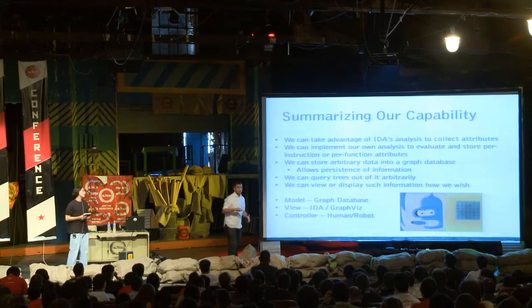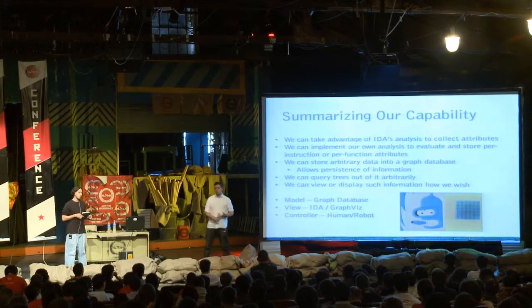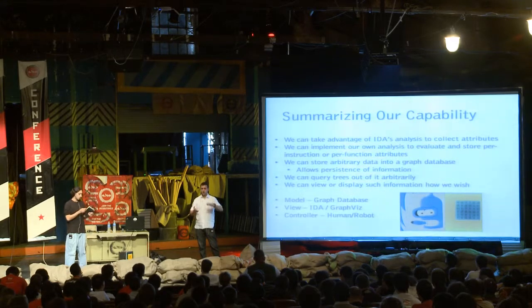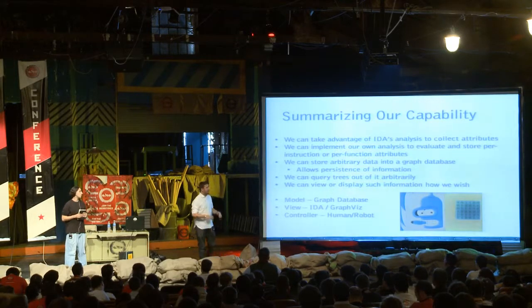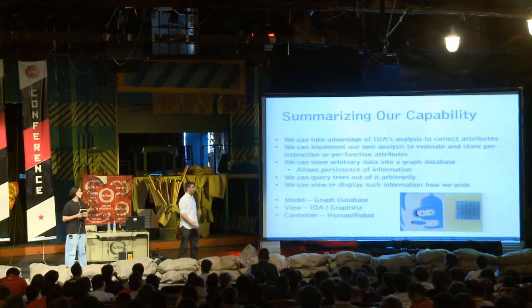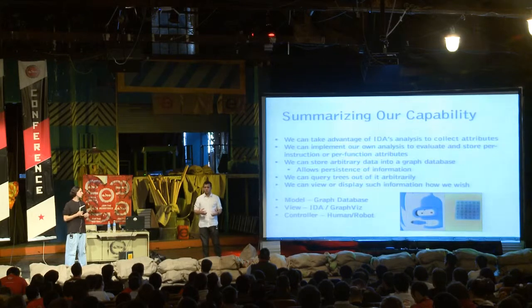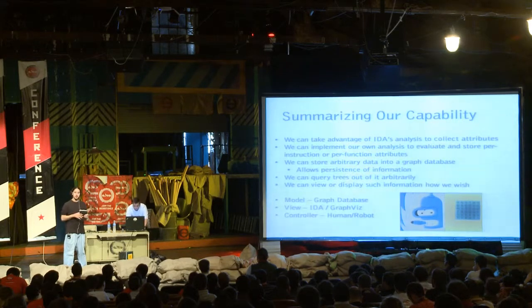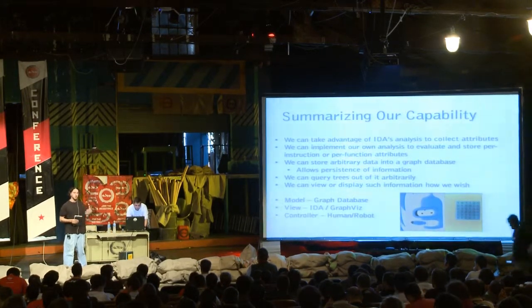So we're just summarizing our capability. At this point, we've implemented a database that's outside of IDA. We have a query language for querying it, and a way of tagging that information. We also have partial evaluators that we wrote that allow you to collect attributes and stash them to the database however you want, and you can take advantage of all of IDA's analysis to collect such attributes. You can store it all in the graph database, which is persistent. You can query trees out of it arbitrarily, and display that information however you want. In summary, that makes it a model view controller framework. Your model is generalized enough to select what you care about. Your view is how it's displayed to you, and your controller is still not a computer program, but it can be a human or a robot, thus augmenting your reversing capabilities.